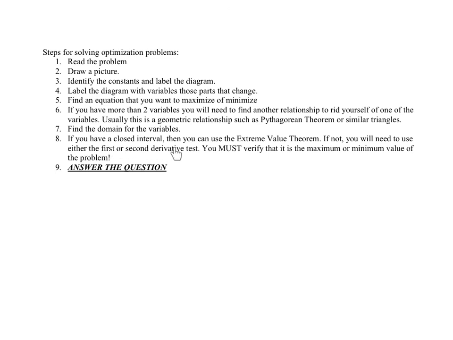If you have a closed interval, then use the extreme value theorem. So you could use what we already know. If not, you'll need to use either the first or second derivative test. You must verify that it is a max or a min value, so use either the second derivative test or the first derivative test to do so. And of course, answer the question.